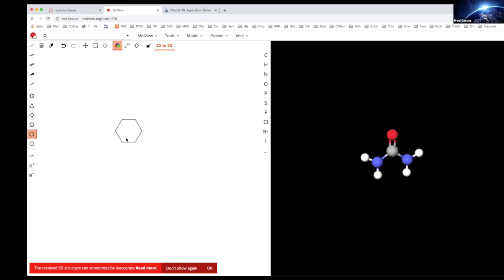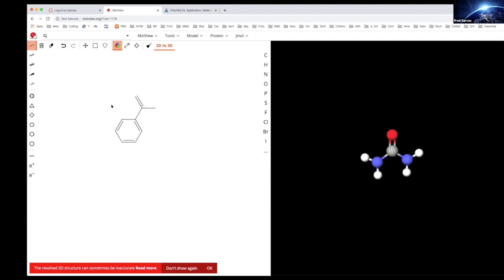Benzoic acid is a benzene ring. This is just a hexagon. In order for it to be a benzene ring, I need to put a double bond here, a double bond here, and a double bond here. So I'm just clicking there with that single bond, meaning I'm adding a double bond. Then I'm going to put a single bond here, and then I'm going to put a double bond of that carbon, a single bond of that carbon.